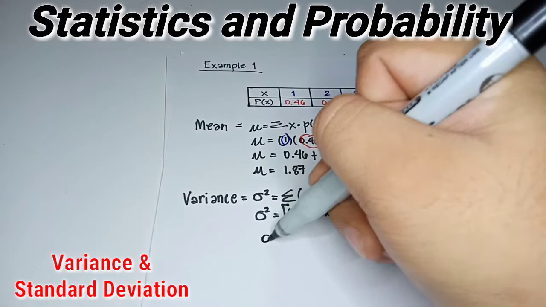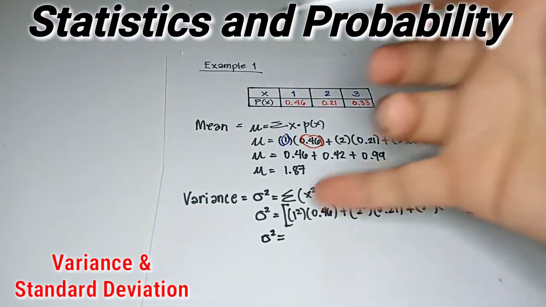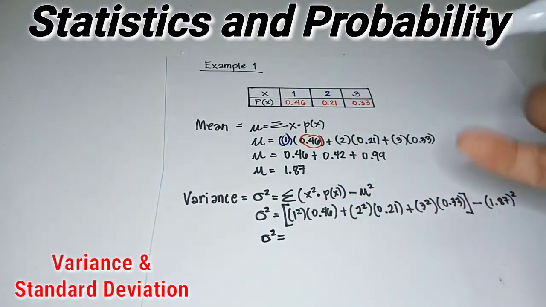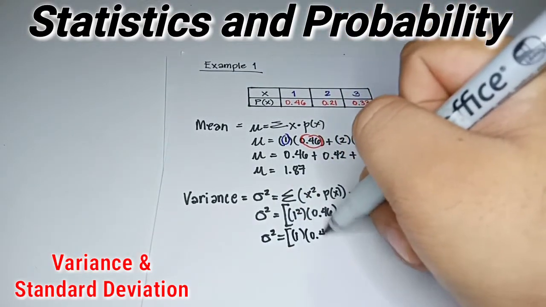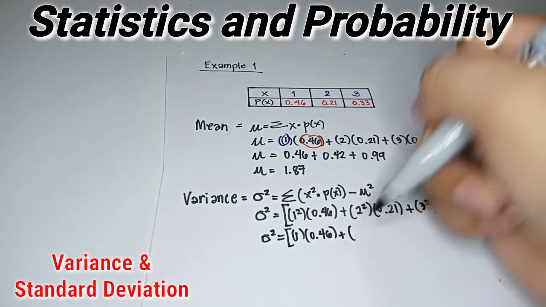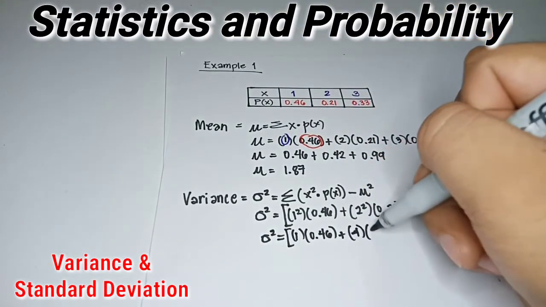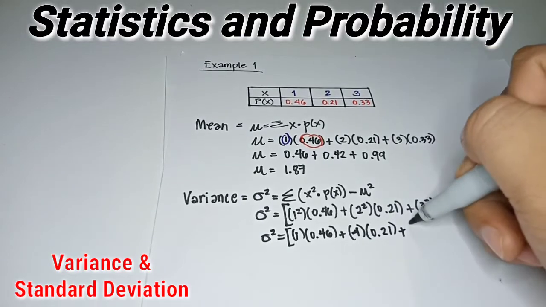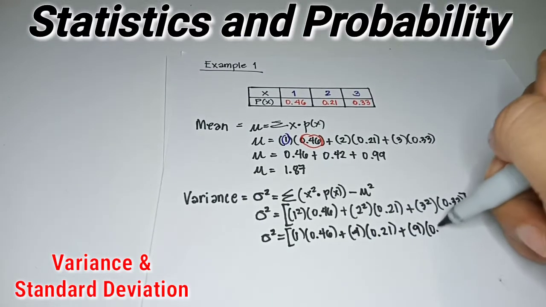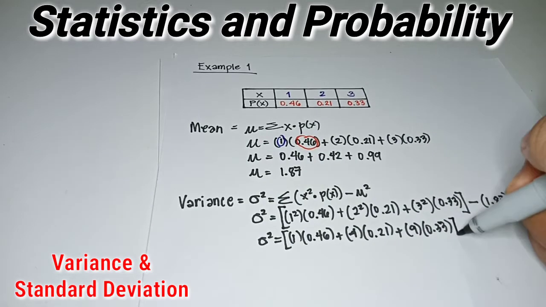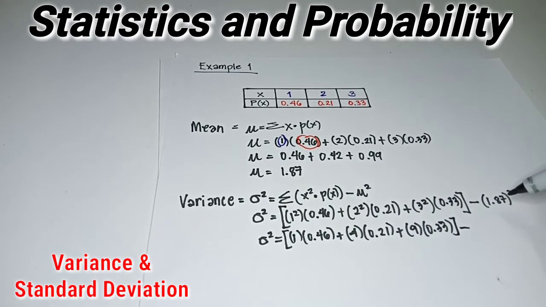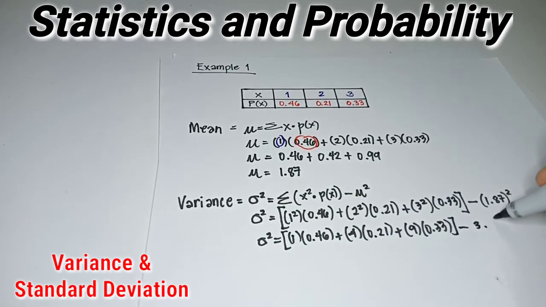Okay, next we'll have to evaluate this first. 1 squared is 1, so we'll do it individually, plus 2 squared is 4 times 0.21, plus 3 squared is 9 times 0.33, and then minus 1.87 squared. You can use your calculator to compute. You'll get 3.4969.